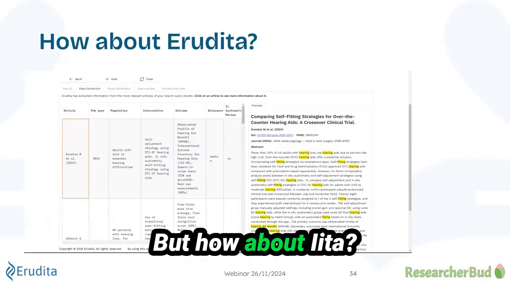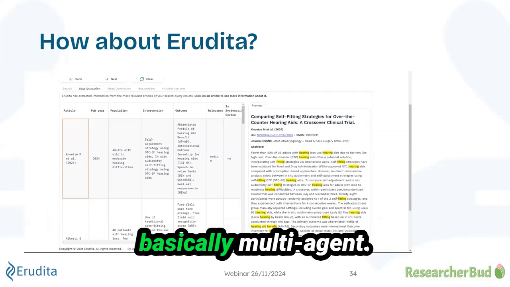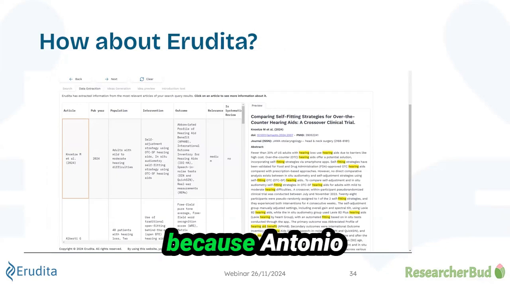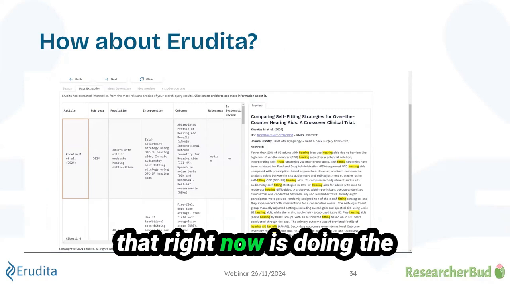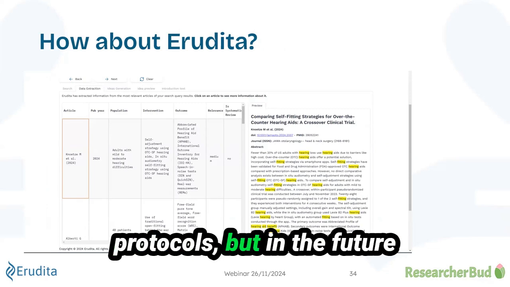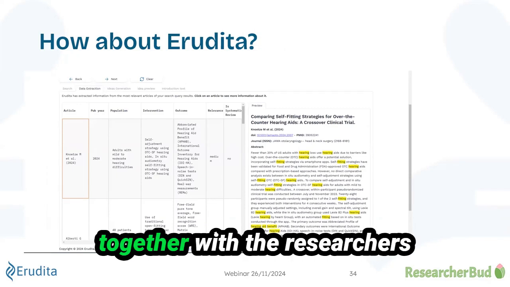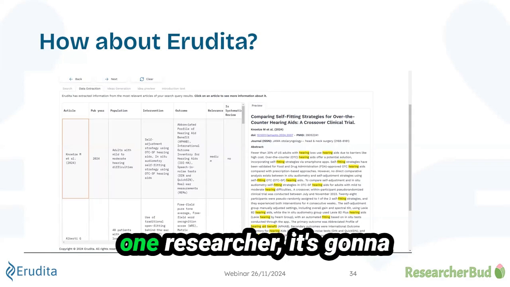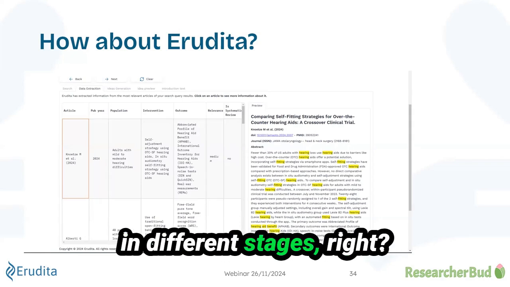But how about Erudita? Erudita, spoiler alert, is basically multi-agent. Now I feel a bit nervous because Antonio and Jose are here, but my understanding is that right now it is doing the protocols, but in the future it's going to be a multi-agent system working together with the researchers. And they say "researchers" in plural because it's not going to help one researcher, it's going to be part of the team in different stages, right?